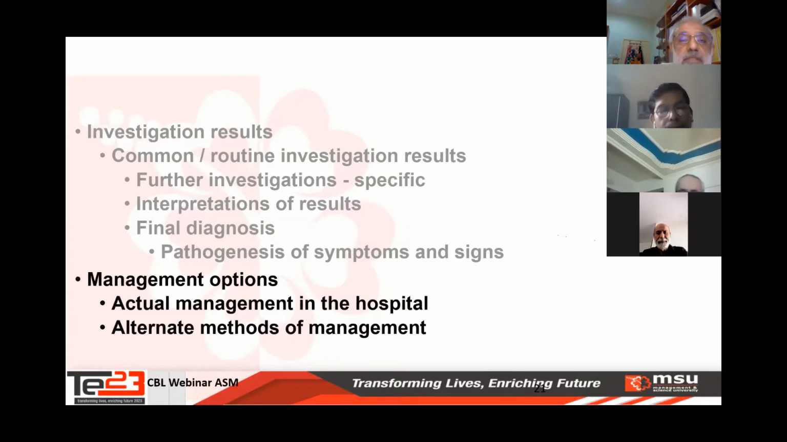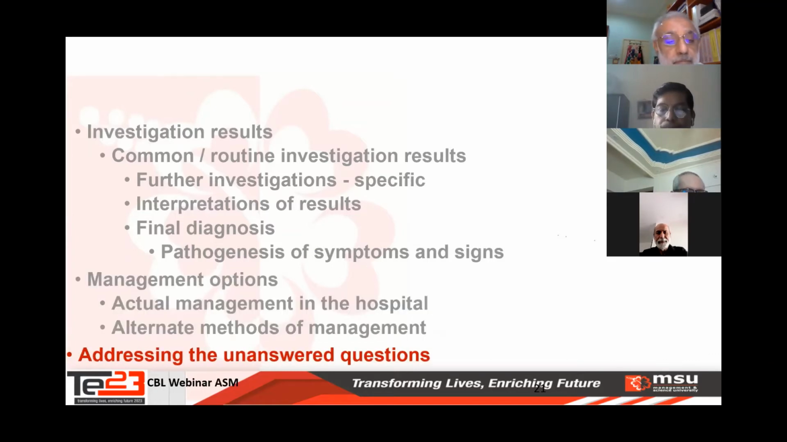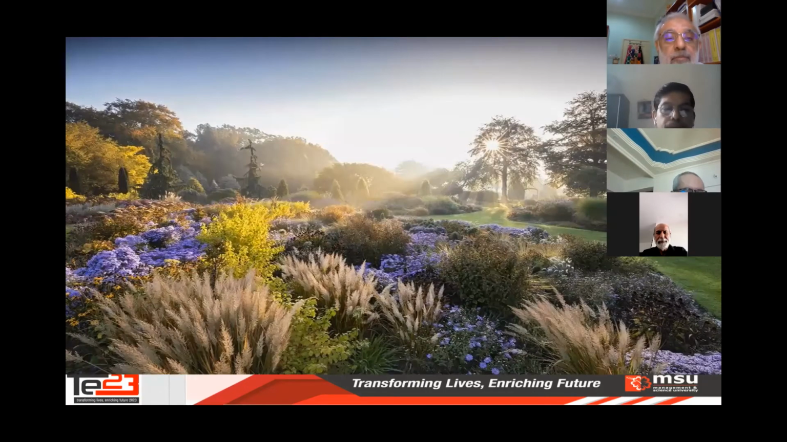So this is the third method of conducting case-based learning, but because this is based on real cases in the hospital, it's more applicable to the clinical years rather than preclinical years. Right, so that's basically an introduction and the method.